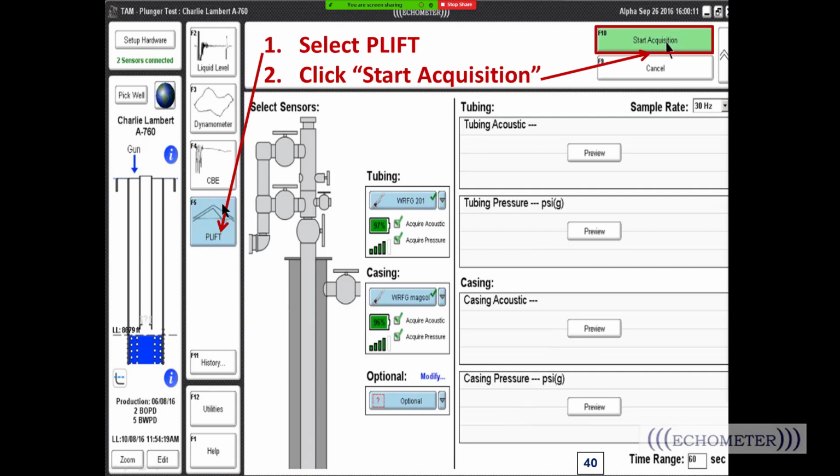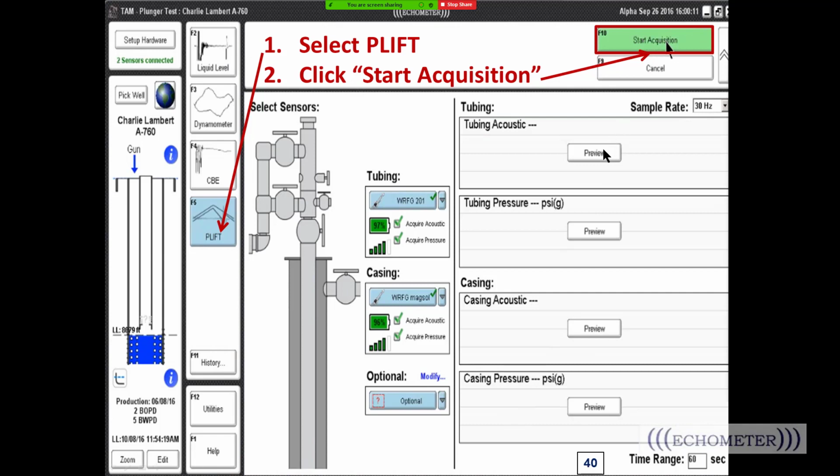This is the first screen once we go into plunger lift, where we have the well. This is the well bore with the remote fire gas gun attached to the tubing, and we can preview and identify where the different sensors are attached. Then we also have another gas gun on the casing. And to start acquisition, we click there.